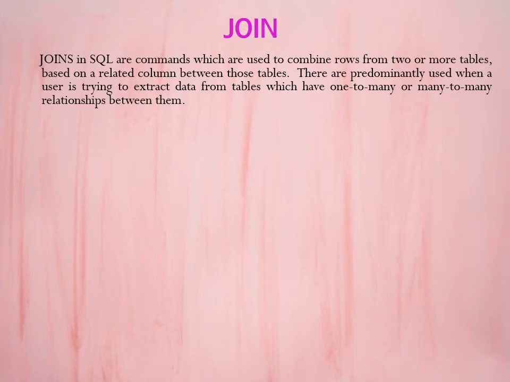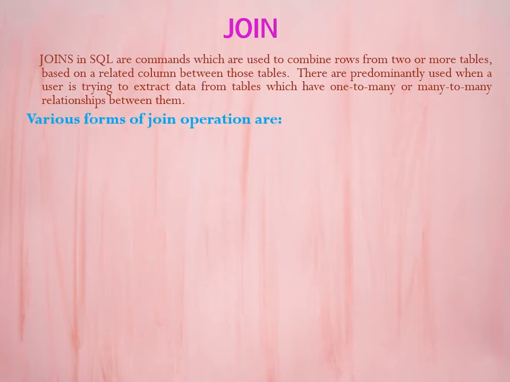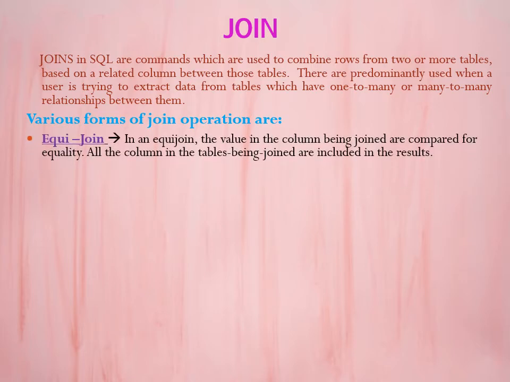Next, join. Joins in SQL are commands which are used to combine rows from two or more tables based on a related column between those tables. They are predominantly used when a user is trying to extract data from tables which have a one-to-many or many-to-many relationship between them. So here, some forms of join operations are, first, we will see equijoin.